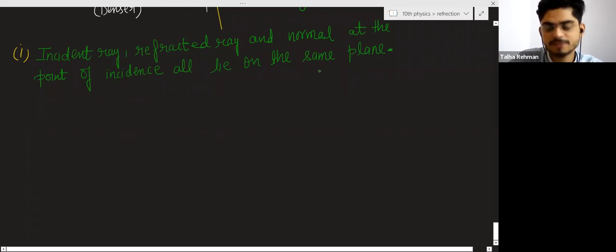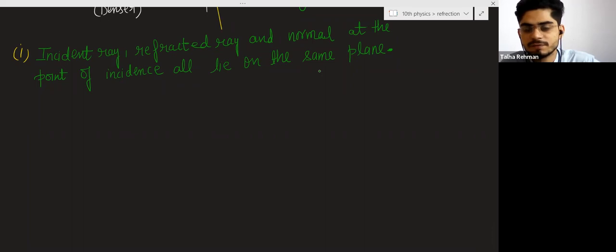But the second law is very, very different. The first law is the same as that of reflection, but the second law is very different.